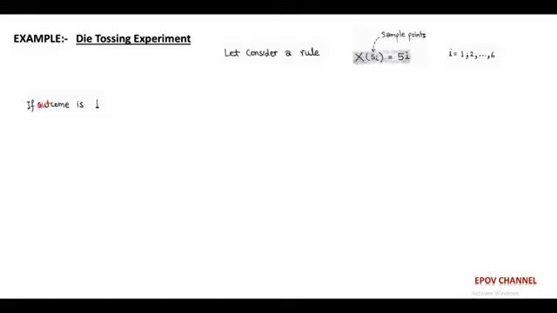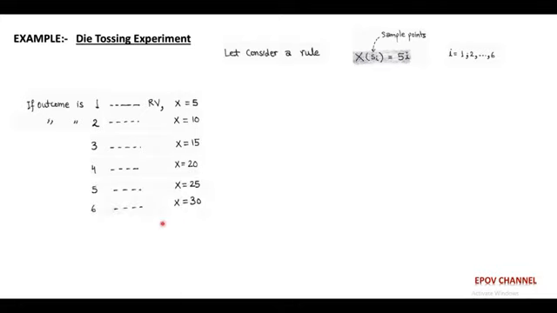Now, according to this rule, if the outcome is 1, then the assigned random variable X is equal to 5. That is, we put i equals 1 and the function becomes X(s1) = 5. Similarly, for outcome 2, the random variable is 10. For outcome 3, the assigned random variable is 15. For 4, random variable X equals 20. For 5, X equals 25. And for 6, X equals 30. So for the random experiment of throwing a dice with a rule, we can assign 6 random variables.